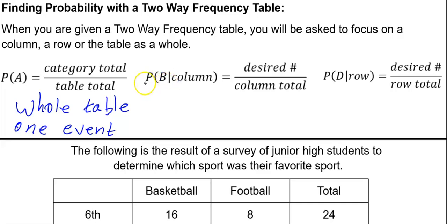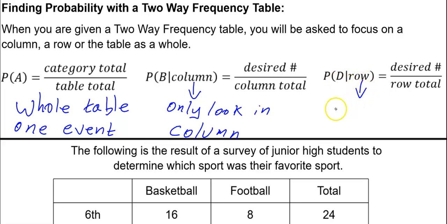If you see something like this, what's the probability that B happens given that we're only looking at columns? That's going to be the desired number in that column over the column total. This means only look in the column. And this is what's the probability of an event happening given that we're only focusing on a row. But what I'm going to give you is the category name.